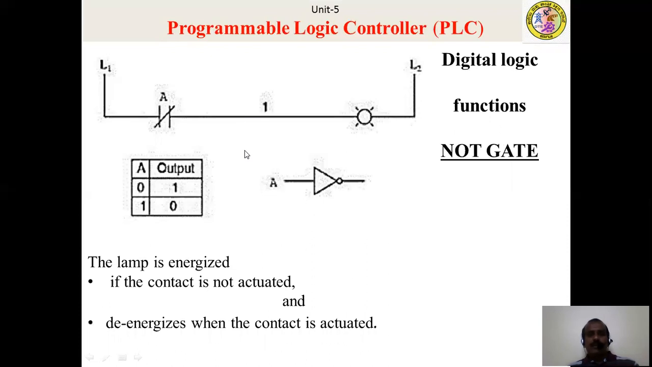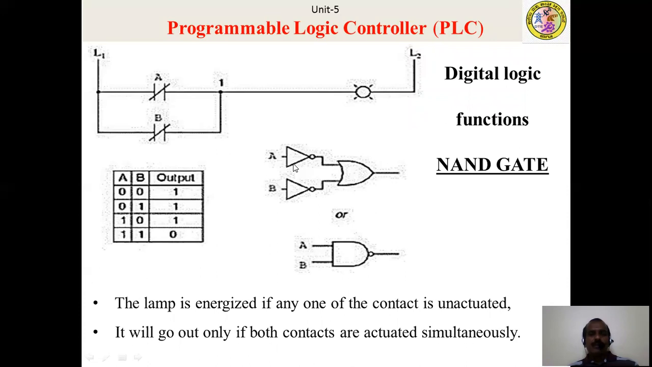Digital logic function for the NOT gate. The lamp is energized if the contact is not actuated, and the lamp is de-energized when the contact is actuated.